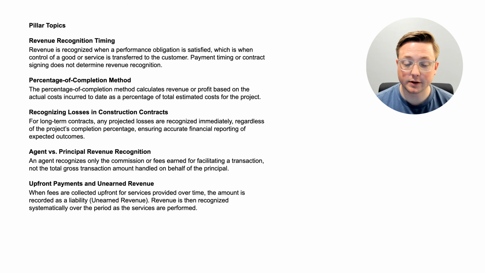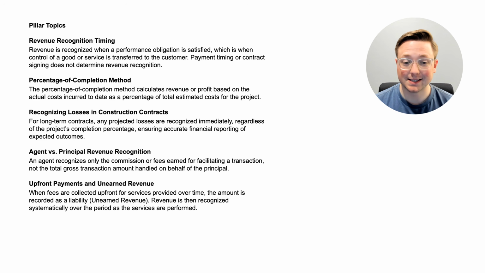Now let's talk about the percentage of completion method. This is a part of revenue recognition. The percentage of completion method calculates revenue or profit based on the actual costs incurred to date as a percentage of total estimated costs for the project. So based on the costs that you're expecting to pay for the whole thing, compare that to the amount of costs you've actually incurred throughout. You're going to use that percentage to then apply it to the gross profit you're expecting to receive, and that will tell you how much gross profit you are recognizing in a given year.